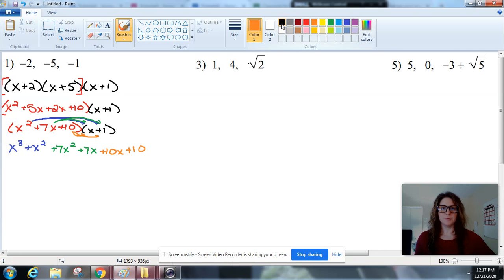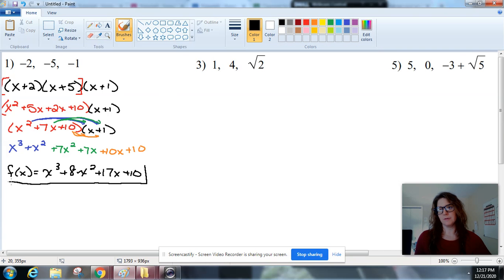Okay, so from this point, you would create your function f of least degree by combining all of your like terms. Okay, and this would be our given function. And if we were to solve that, we would get back to all those roots we had in the beginning. Okay, so that's number 1.